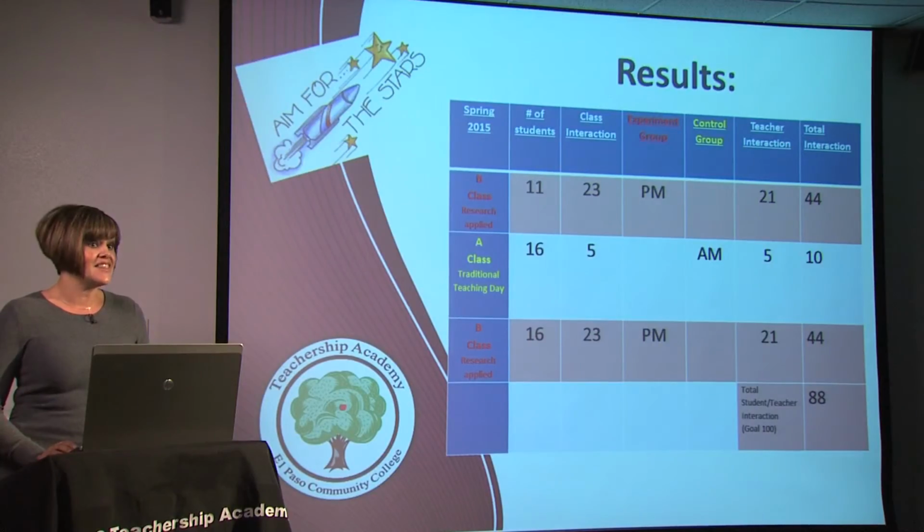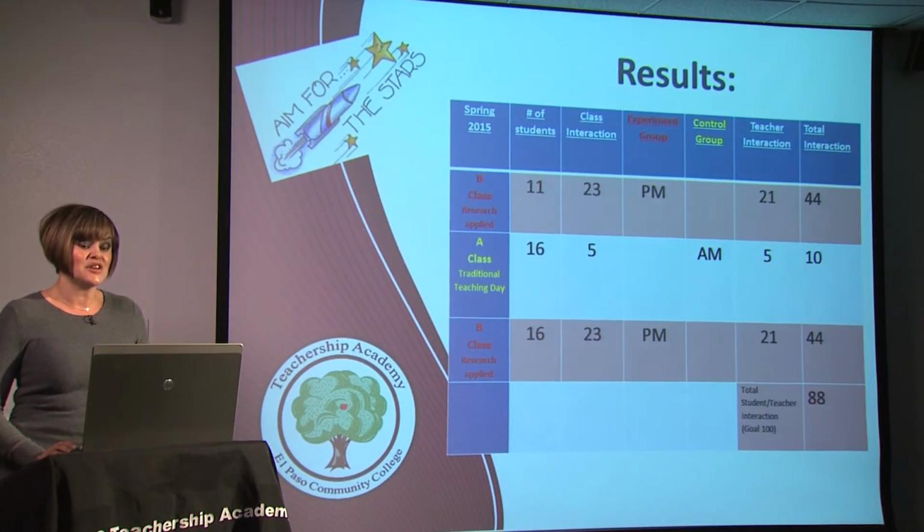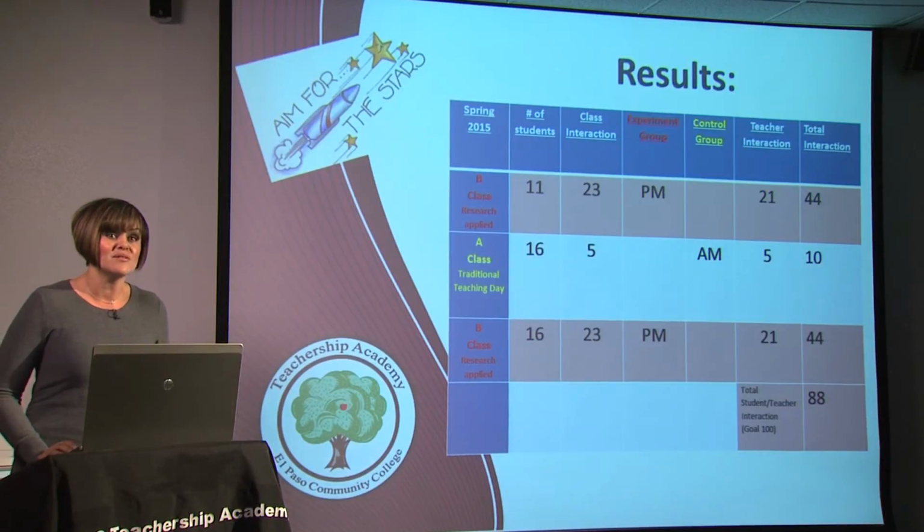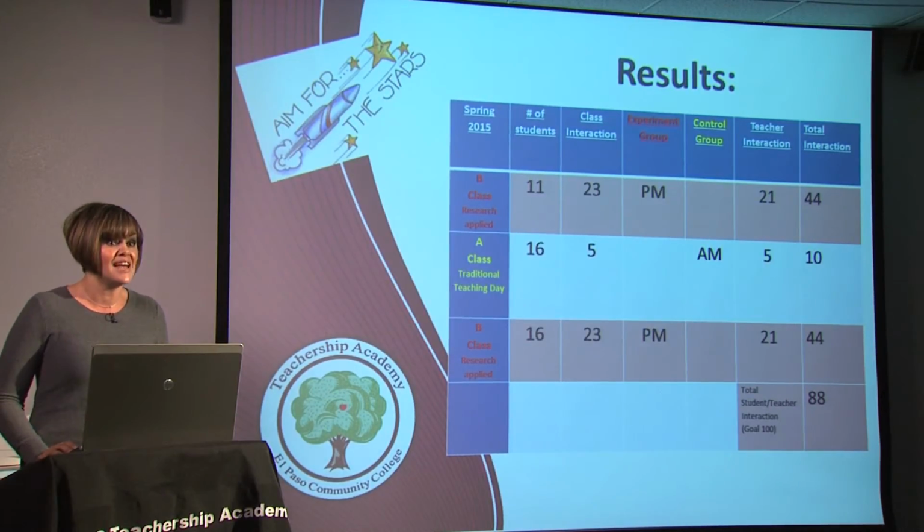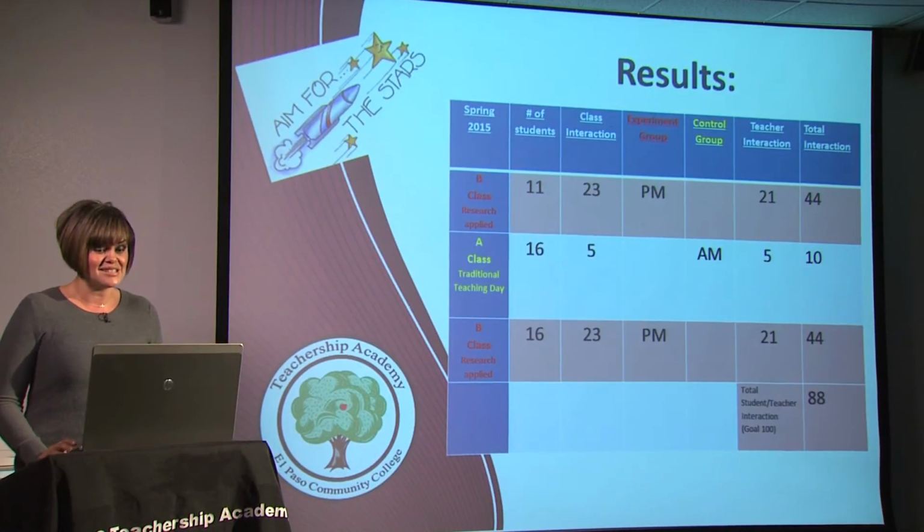In class A, these techniques were not used. The teacher had 16 students in the class, and there were only 5 interactions between the teacher and the students, giving a total of only 10 interactions. So class B, 16 students were in the class, 23 interactions from the students, 21 back from the teacher, equaling 44. My goal at the bottom of this chart was to have 100%. Well, I was able to at least obtain 88% of interactions.